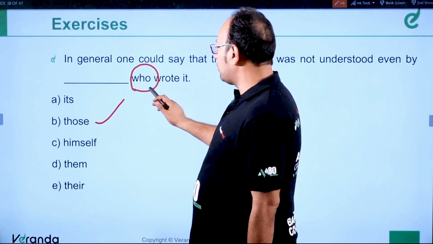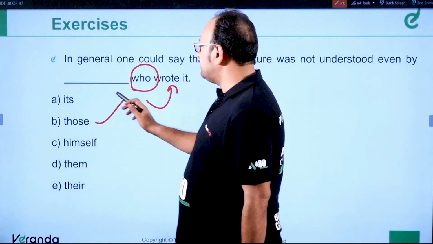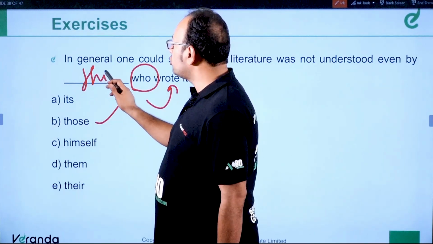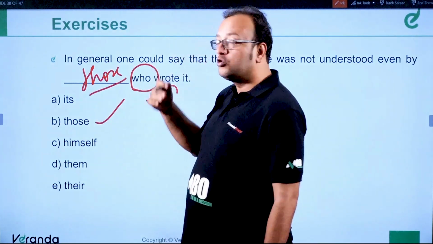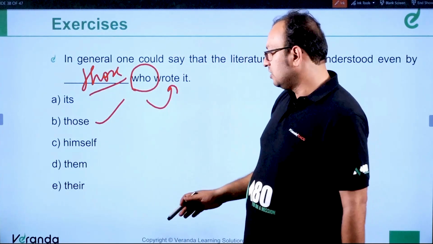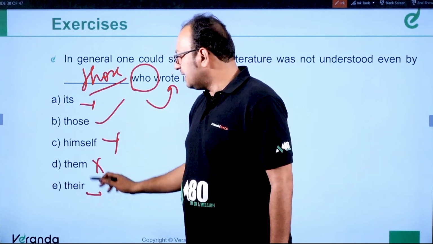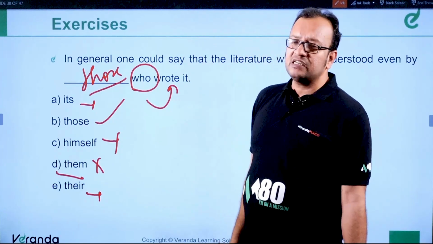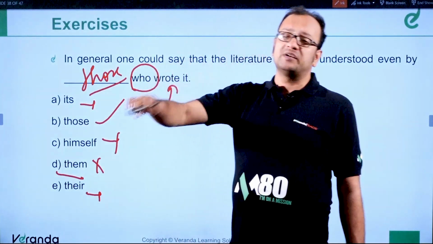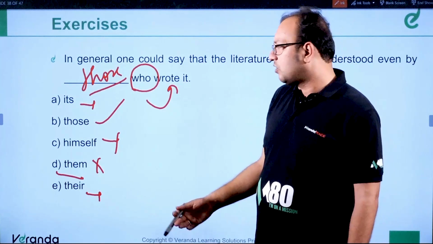Because who is a relative pronoun followed by the verb, so it should be preceded by those. Those who wrote it is the correct structure. Even by those who wrote it, not by them who wrote it. So them is incorrect, and these options are totally out of context. Them could have been an answer, but it's a confusing question. We use those with those who wrote it, those who did that, all these things.